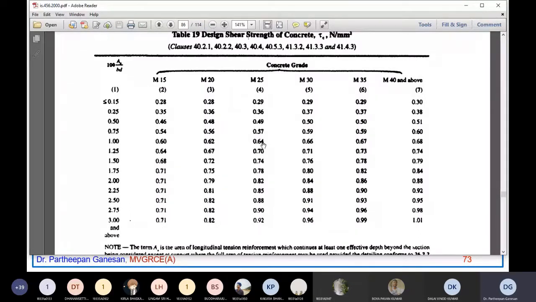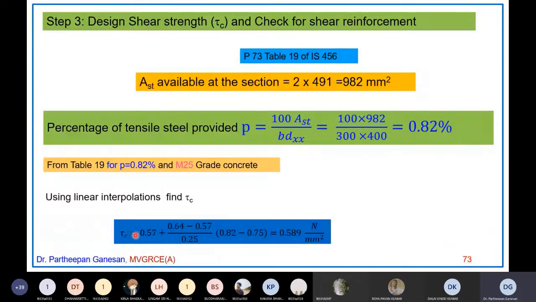So if you go back, now if you find that out, tau c is coming out to be 0.57 plus (0.64 minus 0.57). This 0.25 is the difference, 1 minus 0.75, and this is the interpolation. You are getting 0.589 Newton per millimeter square.